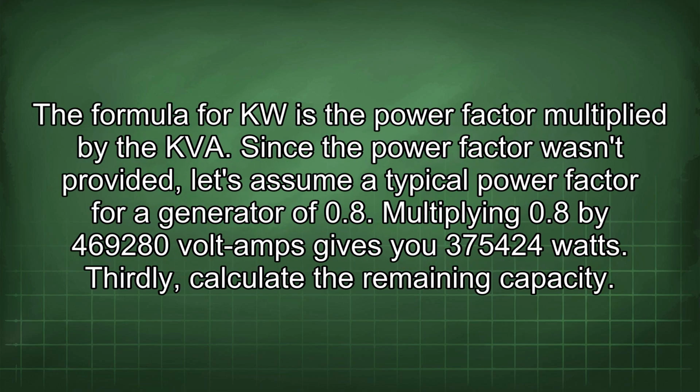The formula for KW is the power factor multiplied by the KVA. Since the power factor wasn't provided, let's assume a typical power factor for a generator of 0.8. Multiplying 0.8 by 469,280 volt amps gives you 375,424 watts. Thirdly, calculate the remaining capacity.